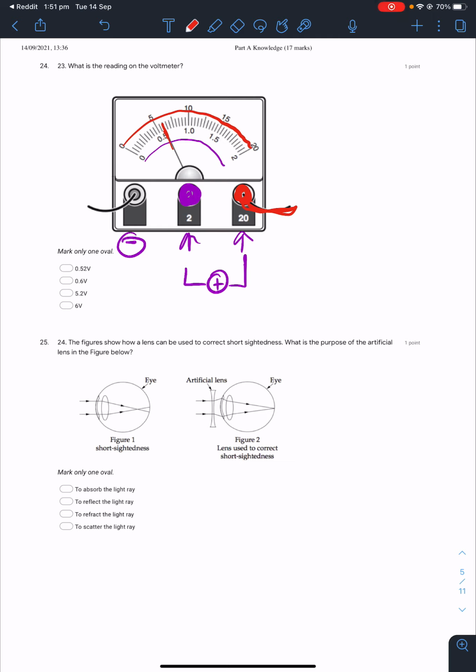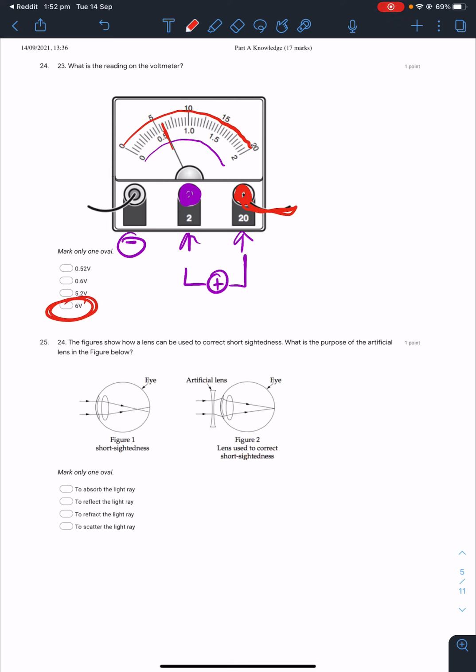Okay, so there's 10 divisions dividing 5 volts. So each division is 0.5 of a volt, or half a volt. So if it's 2 divisions past 5, it's 2 halves past 5. 2 halves equals 1, so it's 1 volt past 5. 5 plus 1 equals 6 volts. Okay, a few people tripped up on that one.